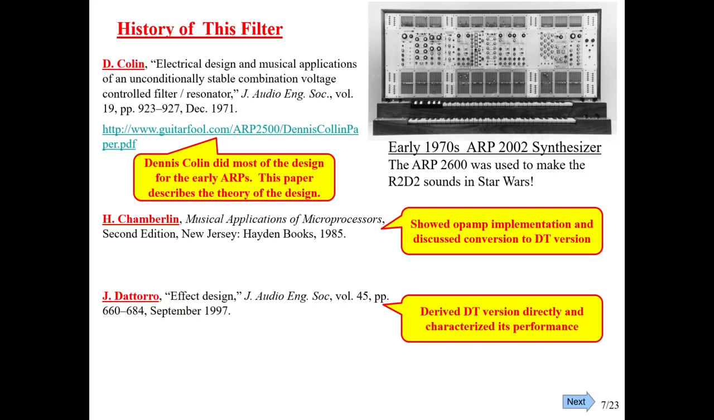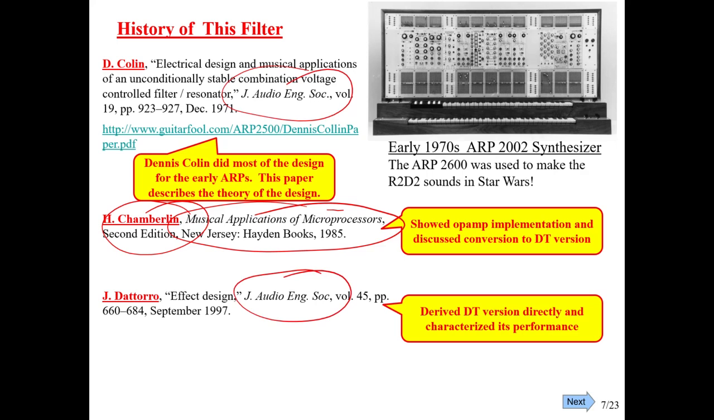Well, so what did DeToro do? He didn't go from Collins' op-amp version to a discrete time version. He just directly derived the discrete time version of this filter. So 3 different historical touchstones for this filter. But like I said, a lot of people call this the Chamberlain filter because that's probably where most people learned about it. People were more likely to read a book than papers in Journal of Audio Engineering Society.